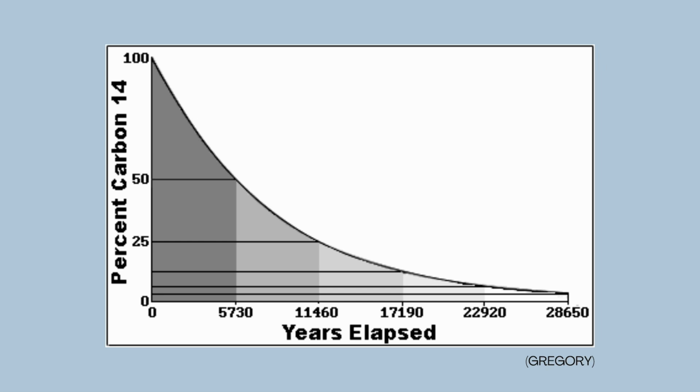An older artifact is going to have less carbon 14 because it left the biomass food chain a longer time ago and was able to start that breakdown process sooner. So it's going to be towards the lower end as the years elapsed proceed.